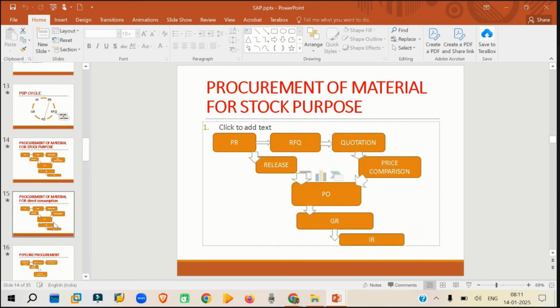Now the second process is procurement of material for direct consumption. This will work the same way as stock material, stockable material, but there will be one change. While you are creating a purchase requisition or a purchase order, you have to maintain a cost center. This was the question yesterday: what is a cost center?